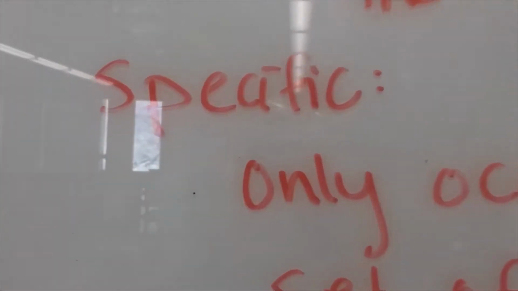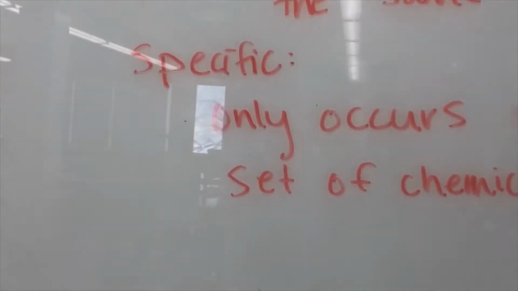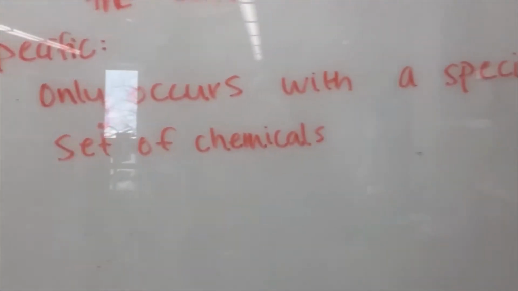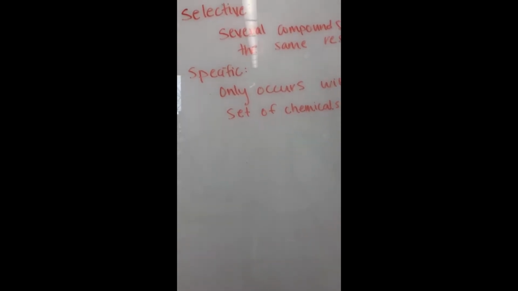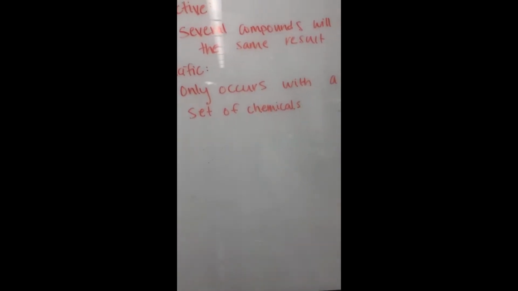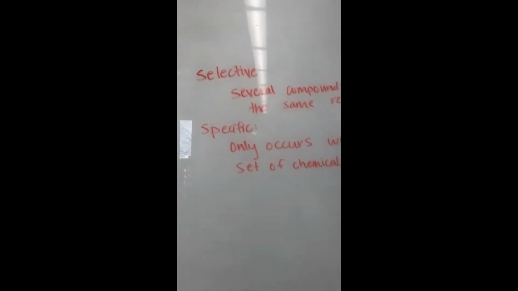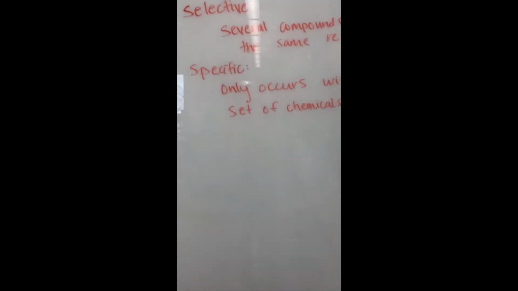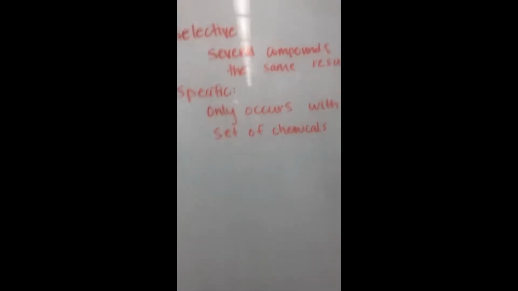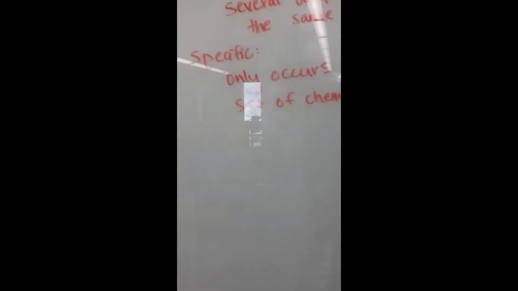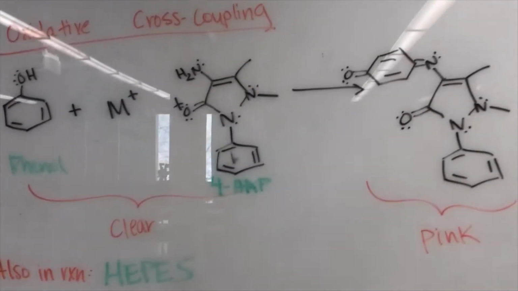On the other hand, a specific test will only give you the reaction with a small specific set of chemicals. One good example of that would be when we added the silver nitrate, and that created a precipitate only if a chloride ion was present. So that test specifically searches for chloride ions. So today we're going to use this reaction.